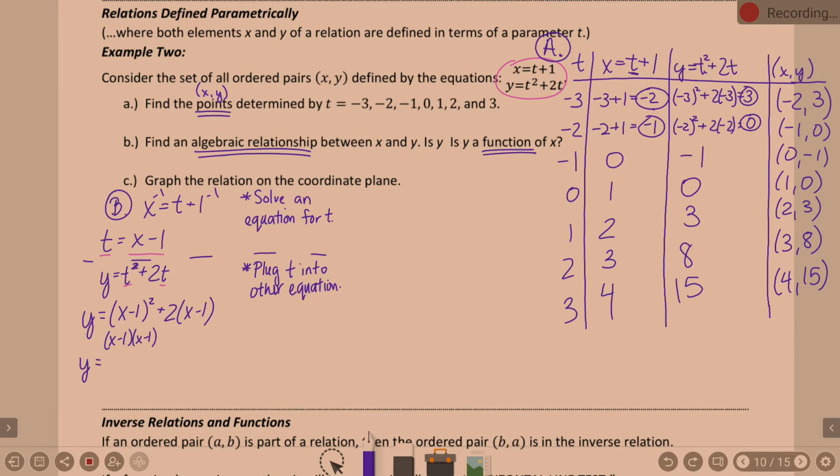If we FOIL that out, x times x is x squared. Outside, x times minus 1 is minus 1x. Insides, negative 1 times x is negative 1x. And negative 1x and another negative 1x is going to be a negative 2x. Negative 1 times negative 1 is plus 1. And don't forget, you also need to distribute that too. And so I have plus 2x minus 2.